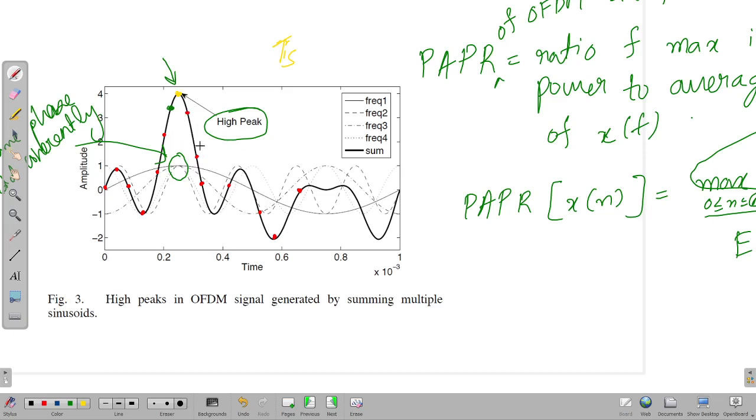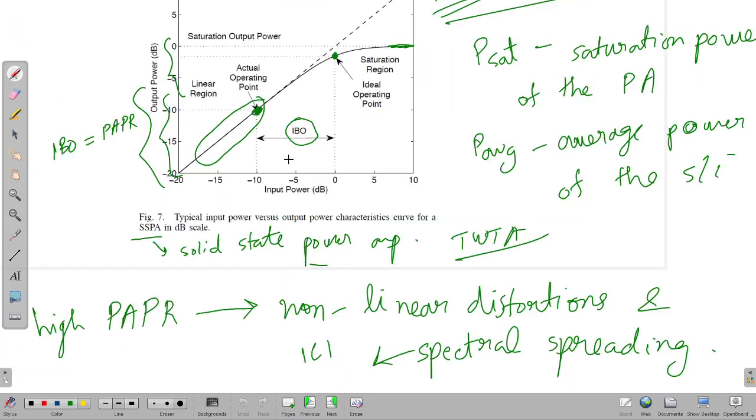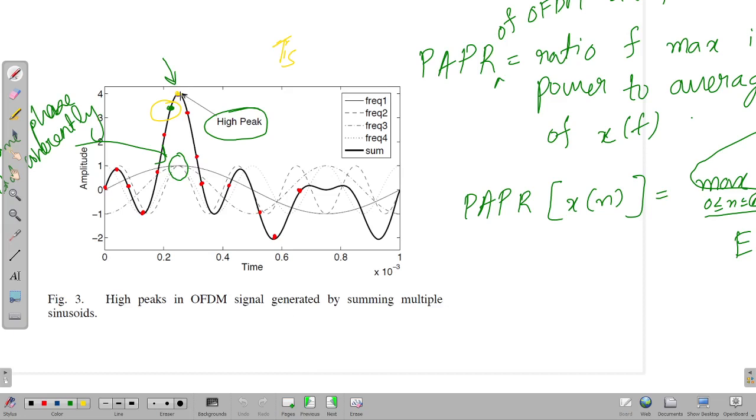So I would feel like this is my peak value, the value which is having maximum amplitude, and I might define an IBO based on that value, such that the average signal value is here and the peak can come up to here. But in reality, I have another point here which is having more power than the point which I have taken, the sample points which I have taken for OFDM.